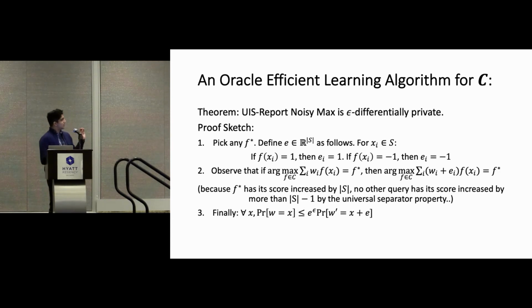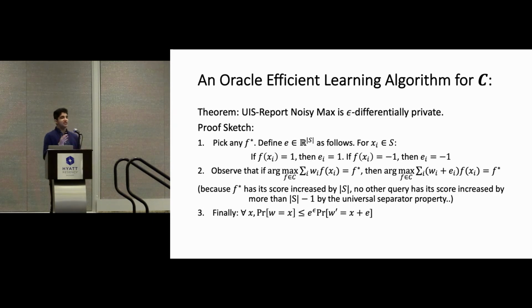What we do is we look at how F star labels all of the elements of the separator set. And we essentially increase the score of F star on all of those examples by increasing the noise in the corresponding direction on F star. So if F star labels it correctly, we add 1 to the noise for that separator set element. And if F star labels it incorrectly, we would subtract 1. So we wiggle the noise advantageously to F star so that the score of F star is going up by D, which is the size of the separator set here.